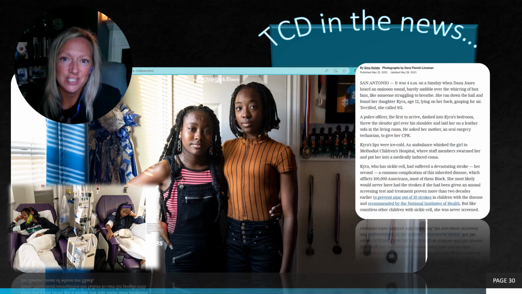And here TCD is making its way into the news, with sisters in San Antonio, Texas, one of whom, with sickle cell disease, had suffered a devastating stroke, which had put her into the hospital, and which would never have happened if she were receiving her annual TCDs. So this shows the importance of TCD and the lack of access to it, even here in the United States, in particular this location in San Antonio, Texas, where TCD could have prevented this stroke.